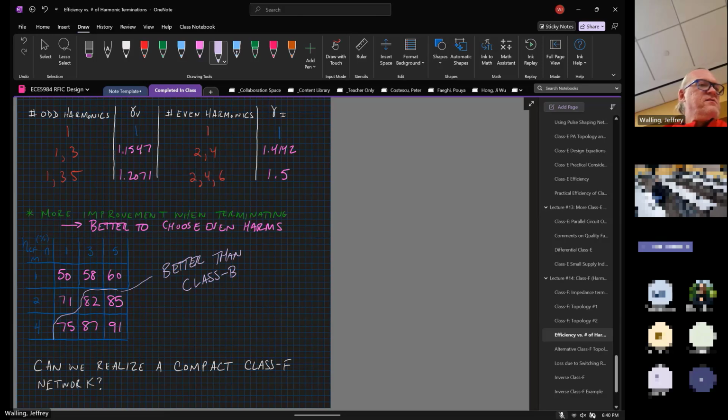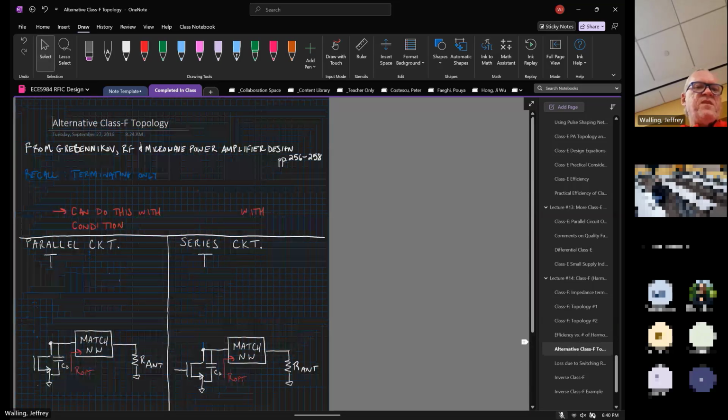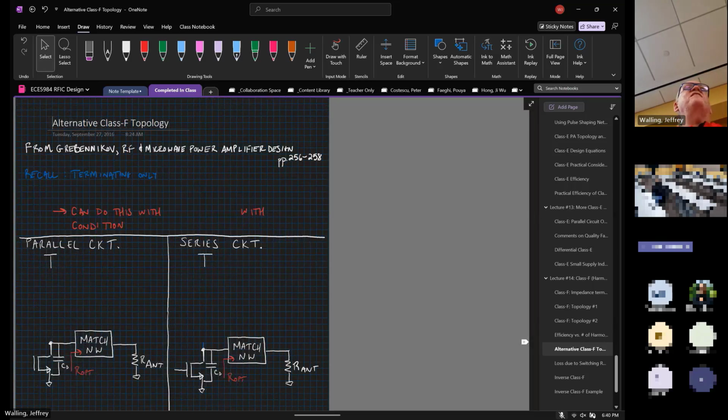Okay, so we are running out of time, and I don't want to start the next one. But what we're going to do next is look at, much like the class E networks, this guy Grebennikov did some nice analysis, and he showed that there were a couple of simple circuits that exhibit class F-like waveforms, namely a parallel circuit and a series circuit for the class F. So we're going to see that on next Monday.